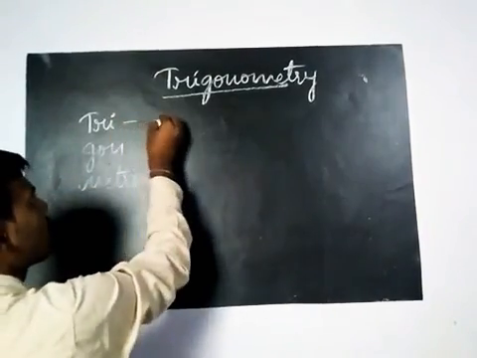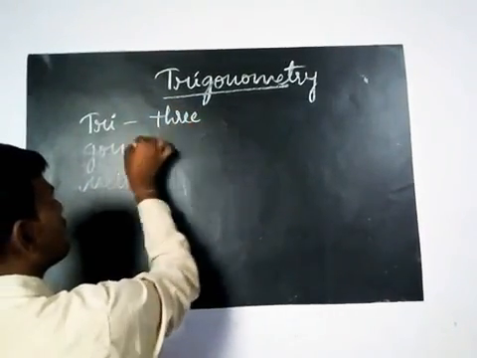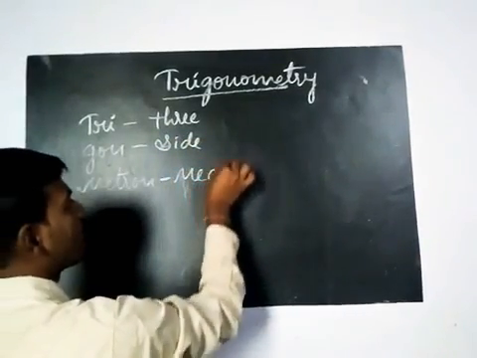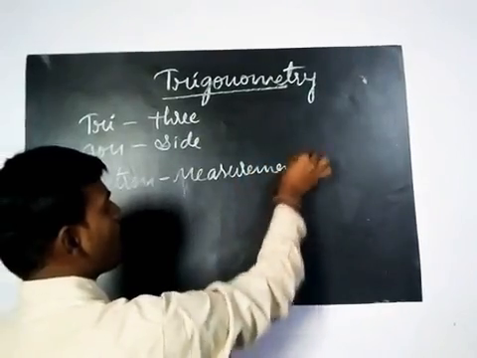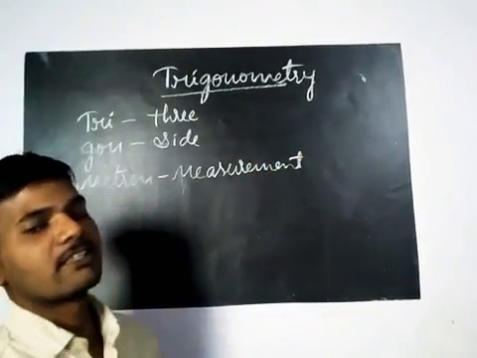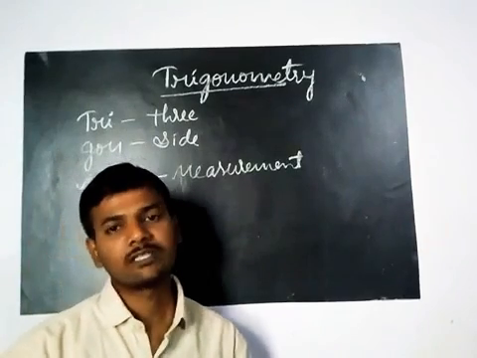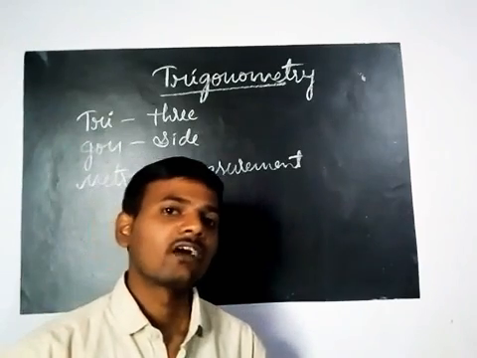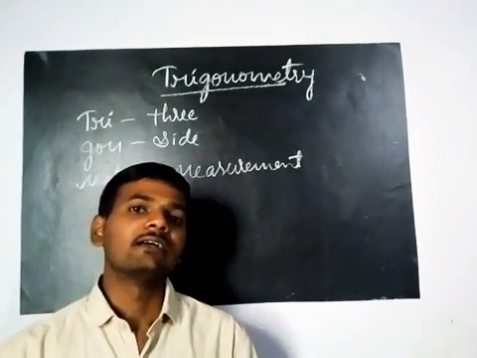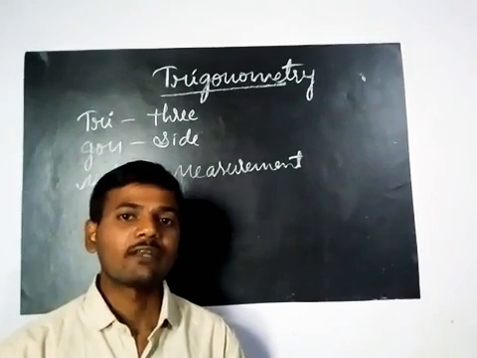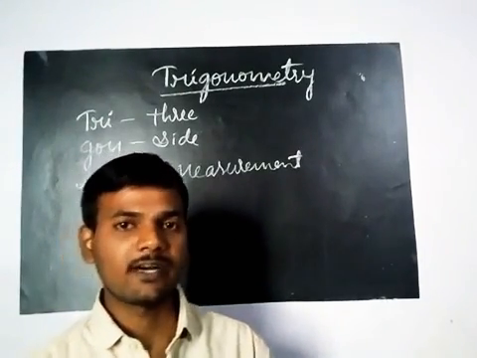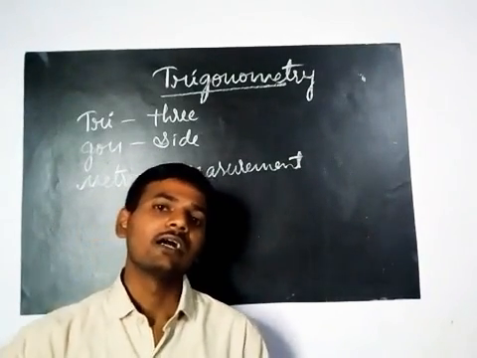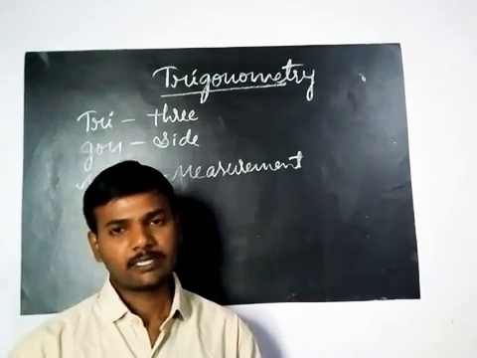So tri means three, gon means side, metron means measurement. So trigonometry is a measure of the three sides of a triangle. Trigonometry gives the study of the relationship between angles and the sides of the triangle. So trigonometry is a branch of mathematics which gives the relationship between sides and angles of the triangle.